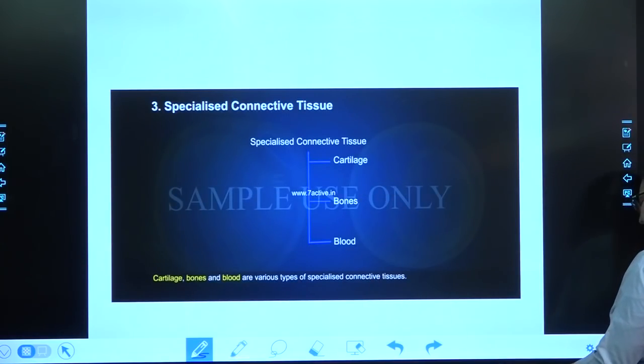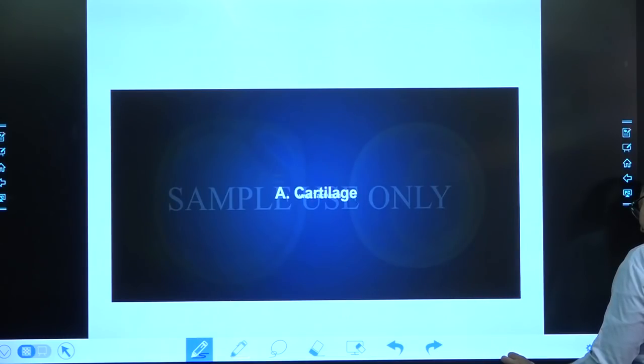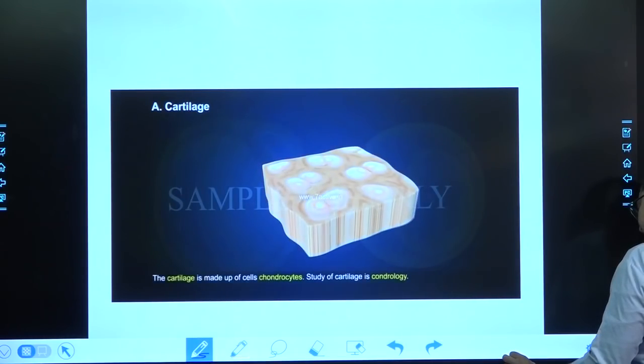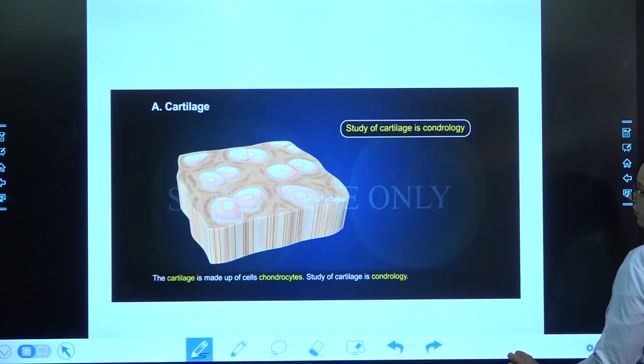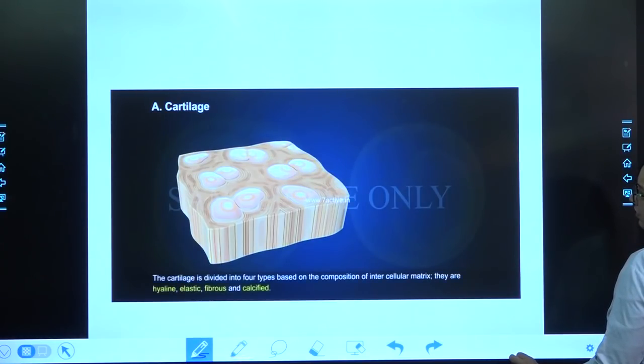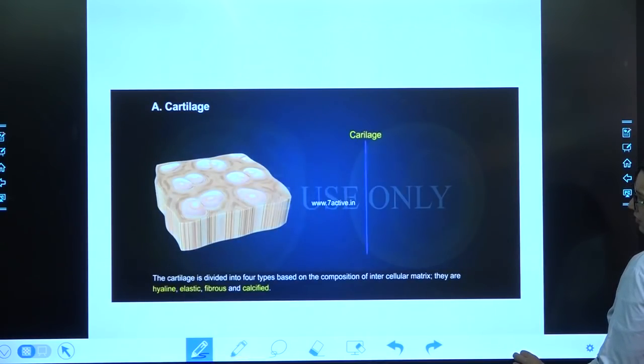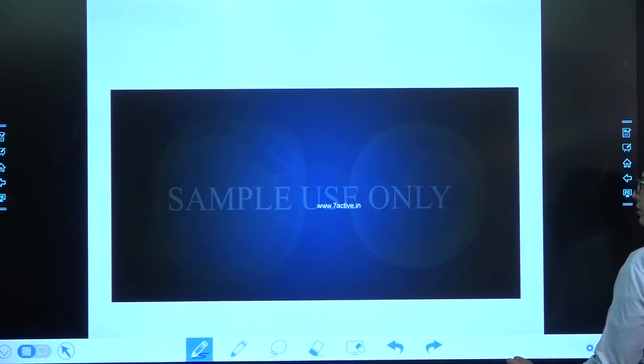Cartilage, bones, and blood are various types of specialized connective tissues. A. Cartilage. The cartilage is made up of cells, chondrocytes. The study of cartilage is chondrology. The cartilage is divided into 4 types based on the composition of intercellular matrix. They are hyaline, elastic, fibrous, and calcified.